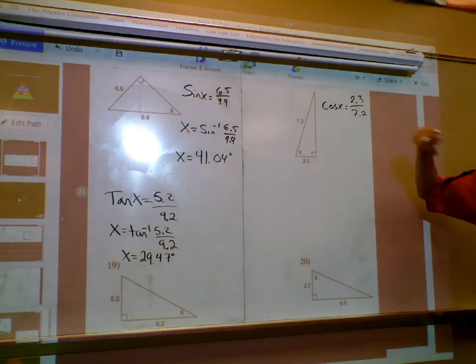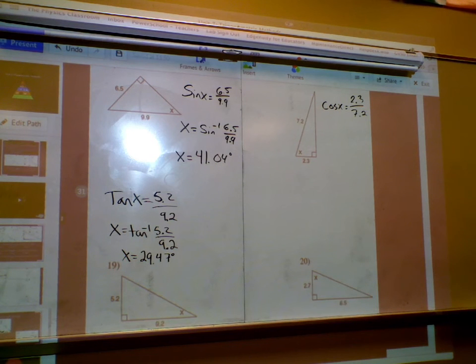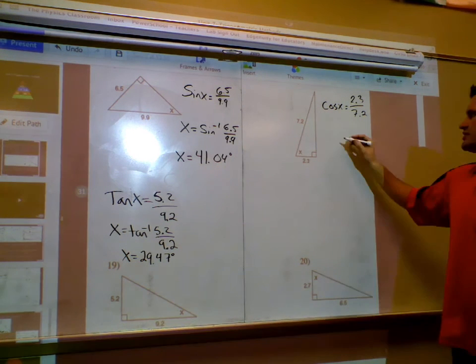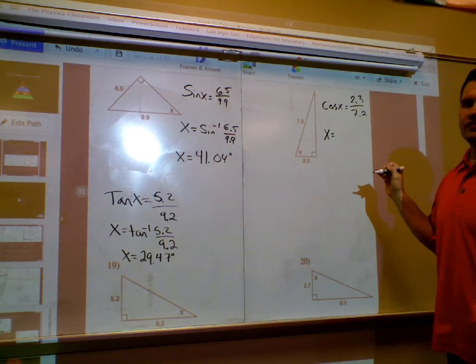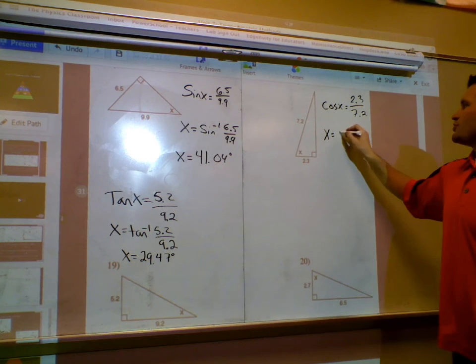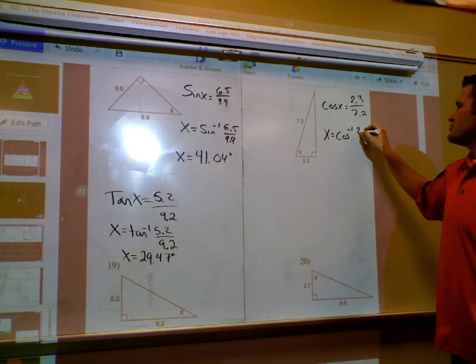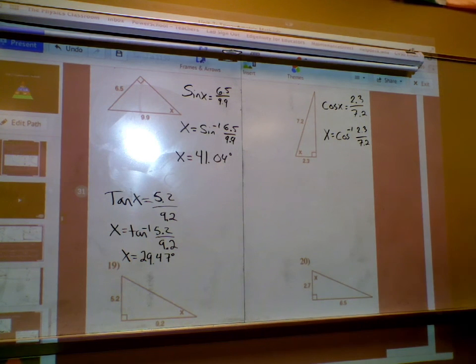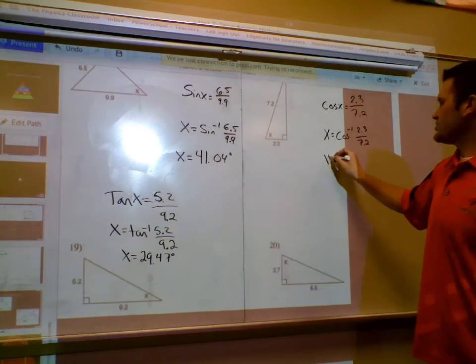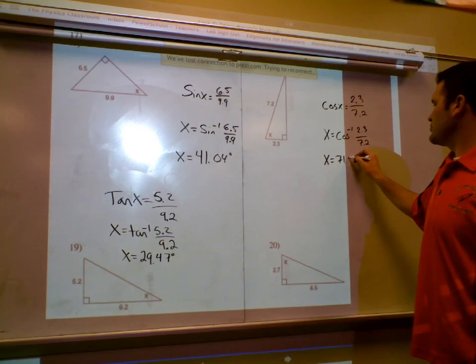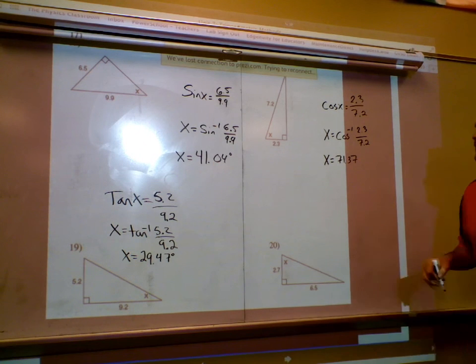All right. So now I need to find x, right? So we do what to both sides? Cosine inverse. What do we get? 71.37. Okay. Any questions?